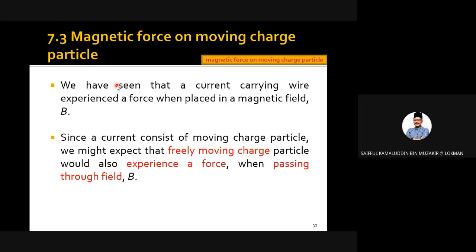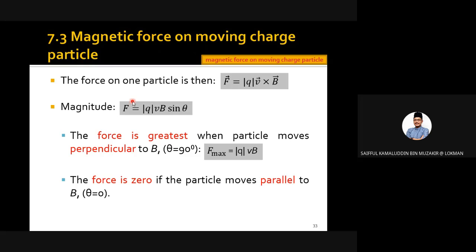Now, since a current consists of moving charged particles, we might expect that a freely moving charged particle would also experience a force when passing through field B. So the force on one particle is F equals modulus Q times V, the velocity of the moving charged particle, times B, the magnetic field. Remember, we are using the cross product, so whenever we see a cross product, we will use sine theta.